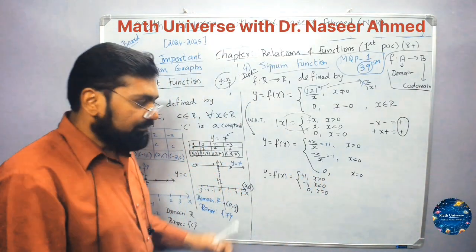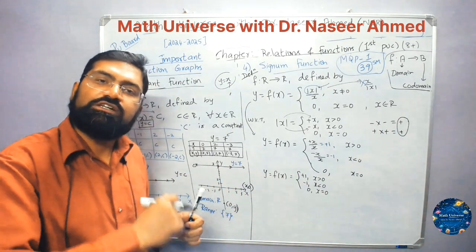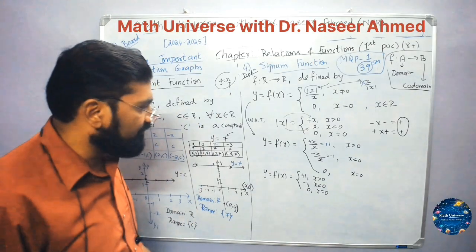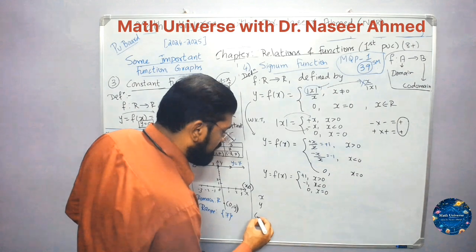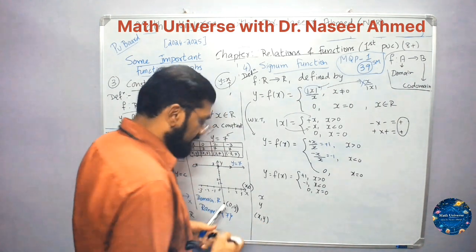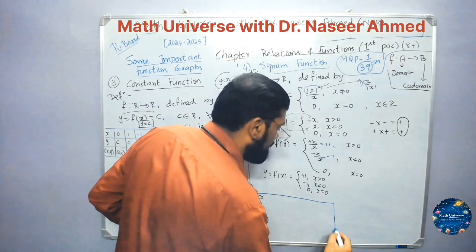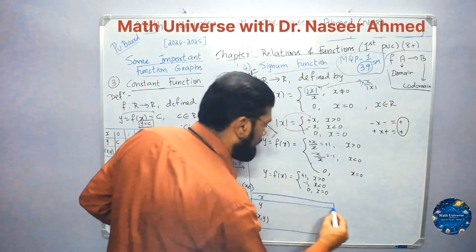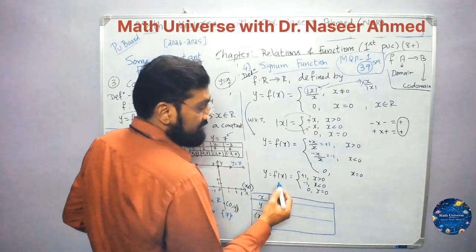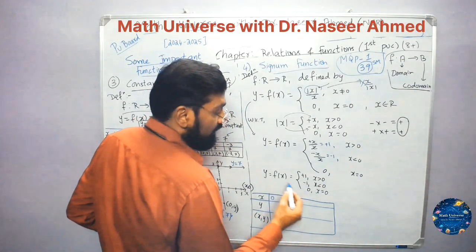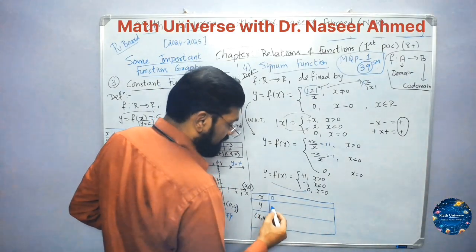Okay. See, I'm trying to do this revision class in such a way that second PUC functions and relations should be perfect. Now, let us take a table: x value, y value, and then x comma y. Now, again, positive value and negative value. Let us understand better what is happening. When x value is 0, y is also 0 only. So write 0.